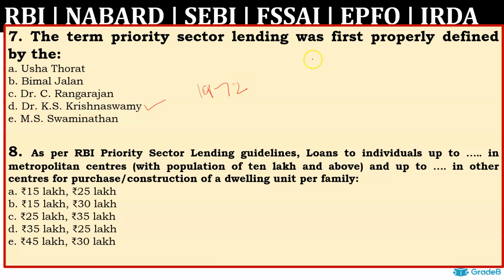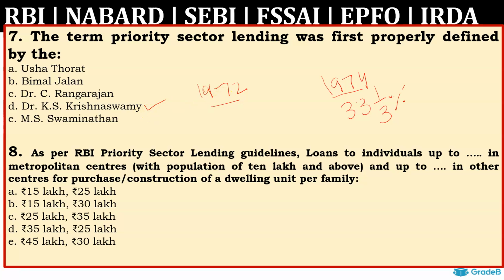And the first time RBI set a target for priority sector lending was in 1974. That was 33 1 by 3 percentage. This was the first time RBI set the target for priority sector lending in 1974. The term was coined by Dr. K.S. Krishnaswamy, the first time it was defined.